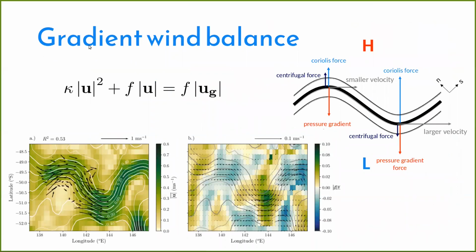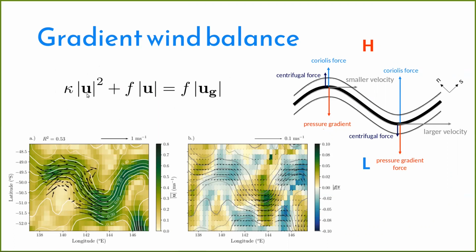Now we will talk a little bit about the gradient wind balance. When the ACC is mainly a zonal flow, the balance is basically a geostrophic balance. But here we see that there's an additional term. This would be the geostrophic balance, and this is the additional term, which is the curvature term.